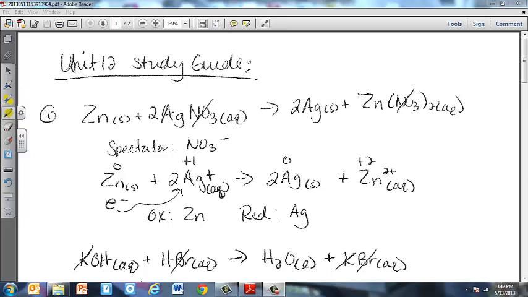Alright, so I'm just going to talk through the problems that were on the back of the study guide for Unit 12. First off, number one, you had to write net ionic equations, and you had to identify if it was a redox reaction and what got oxidized and what got reduced.